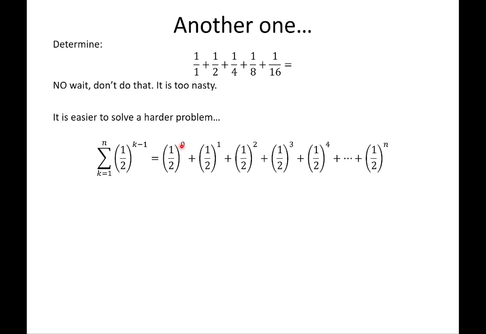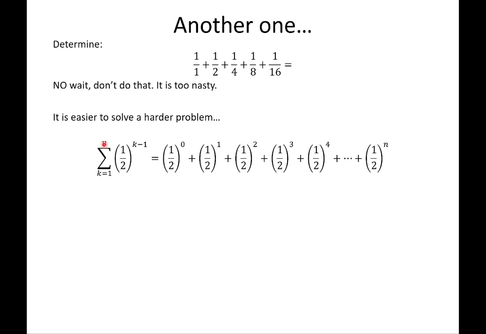Then we go to the second term in our sum. So k equals 2 is the second term. We're going to have 1/2 to the power of 2 minus 1, which is 1/2 to the 1. And do it again. Okay, now the next term is k equals 3, so we're going to have 1/2 to the power of 3 minus 1, which is 1/2 to the power of 2. So that's our third term of the sum, and we just continue on till we get to the nth term.